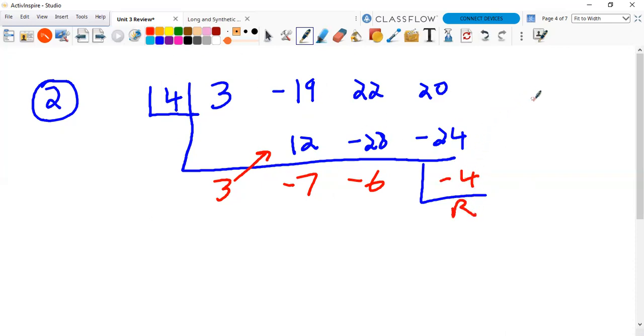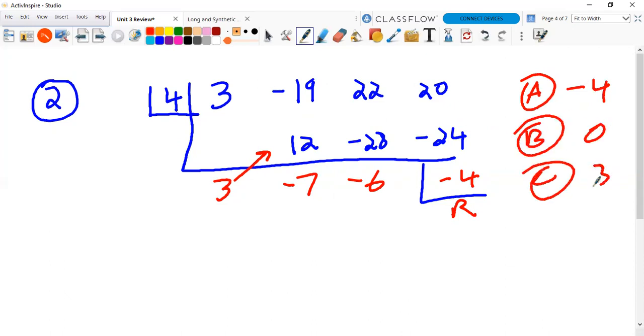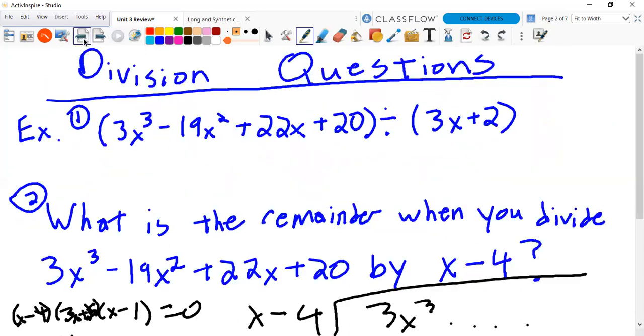So that's my remainder. If you're asked, what is the remainder, it's not going to be the whole quotient. It's not even going to be -4 over x minus 4 in this case. A would be -4, B would be 0, C 3, D, I'm just making stuff up, -6, but you would pick A. Let me come back real quick.